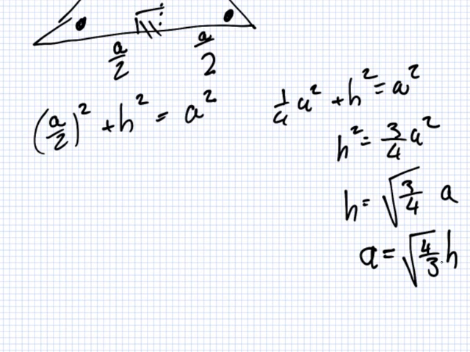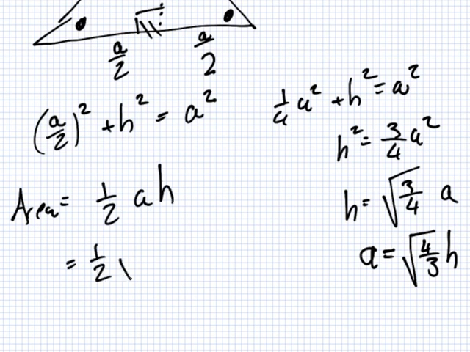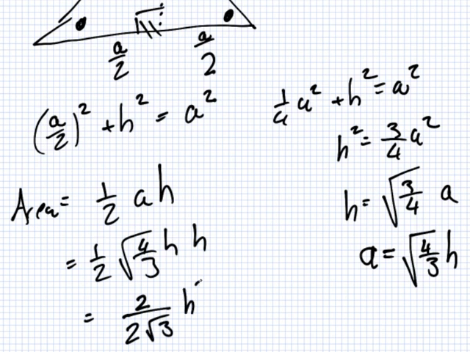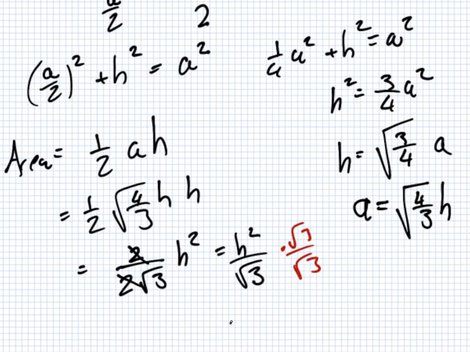Because I don't know A, I can't have A in my answer. So the area is a half the base by the height, which is a half root 4 over 3 H by H, which is H squared over root 3. If you rationalize the denominator, multiply the top and the bottom by root 3, you end up with root 3 over 3 H squared as the answer at the end here.